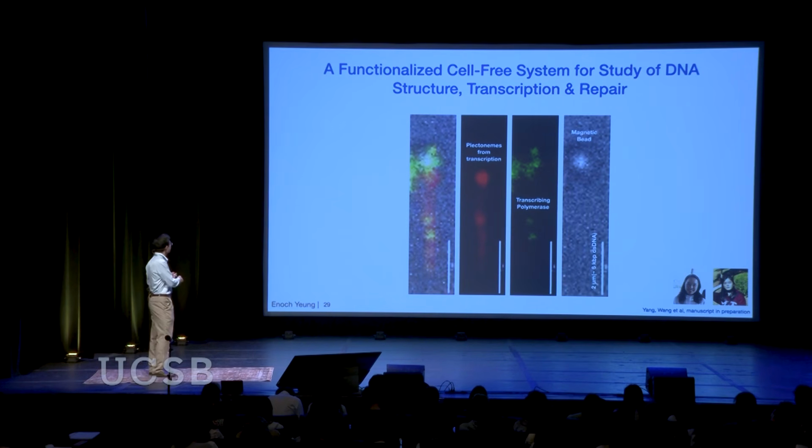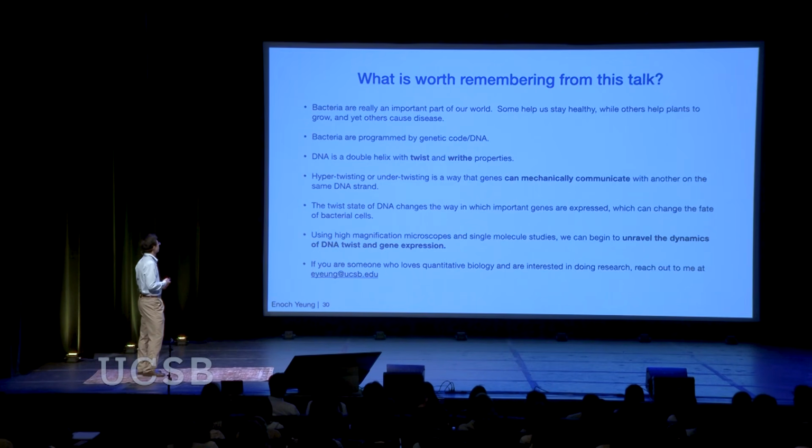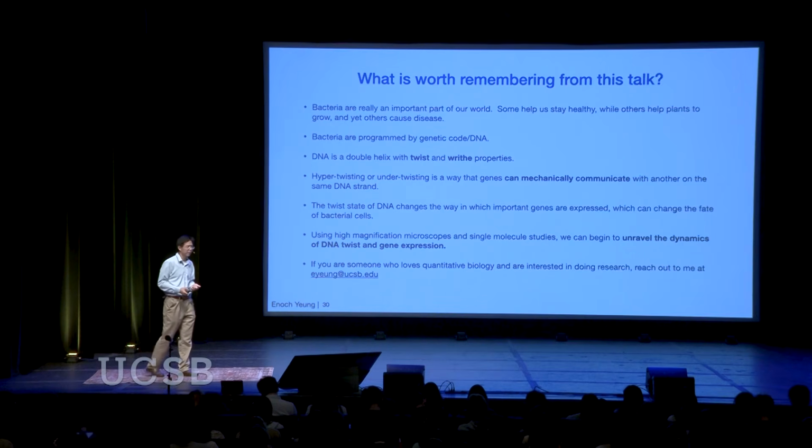Now I'm out of time, so I'm going to switch here to the conclusion slide. And I want you to think about what is worth remembering from this talk. Number one, bacteria are really an important part of our world. Some help us stay healthy, while others help plants to grow, and yet others cause disease. Secondly, bacteria are programmed by genetic code and DNA. Thirdly, DNA is a double helix with twist and writhe properties.